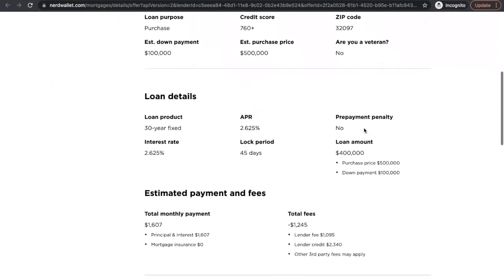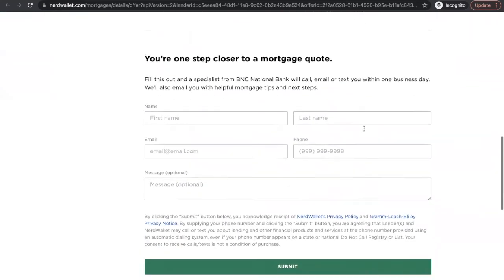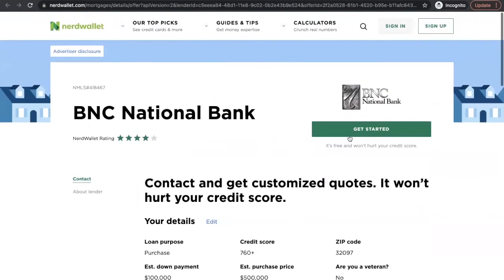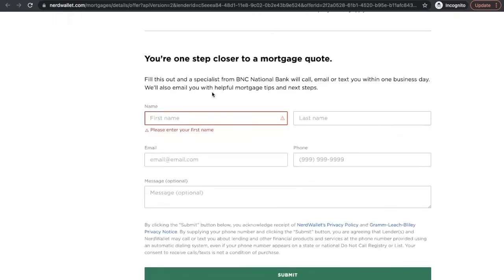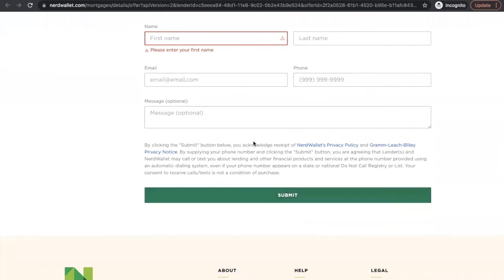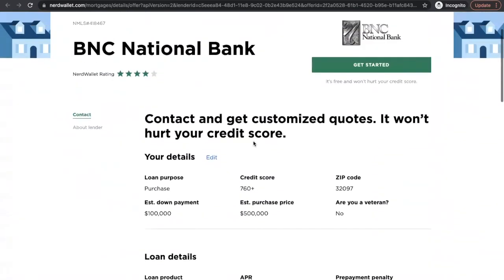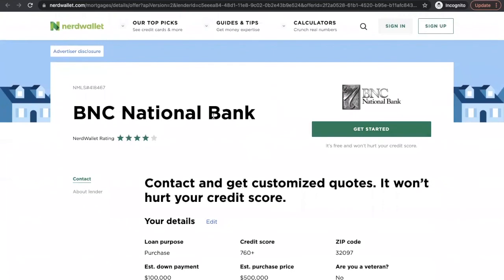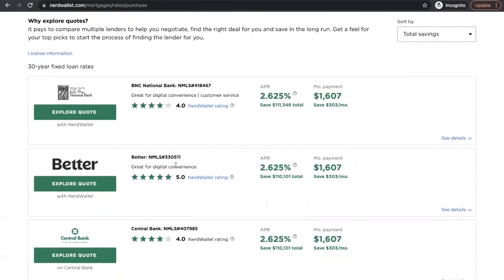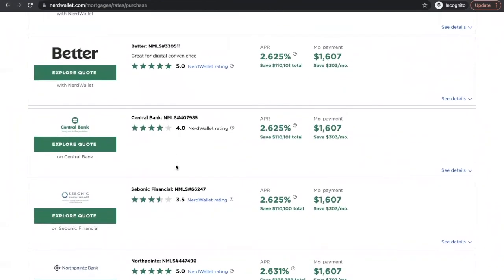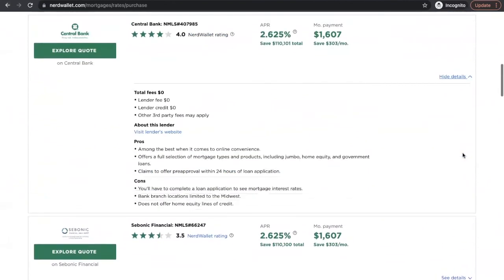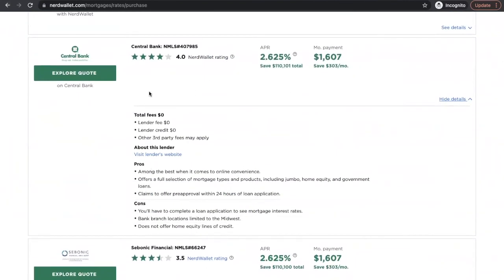It's got your details. These are the details that you input here. You can go through this way, or you can click on Get Started, and that takes you down here as well, and you input your information and click Submit. So that means that they are going to sell this leads information back to BNC National Bank. So that is one way to become a lead, a mortgage lead for a mortgage company that partners with NerdWallet. You can also drop down here and see details. They give you a little bit about the lender.